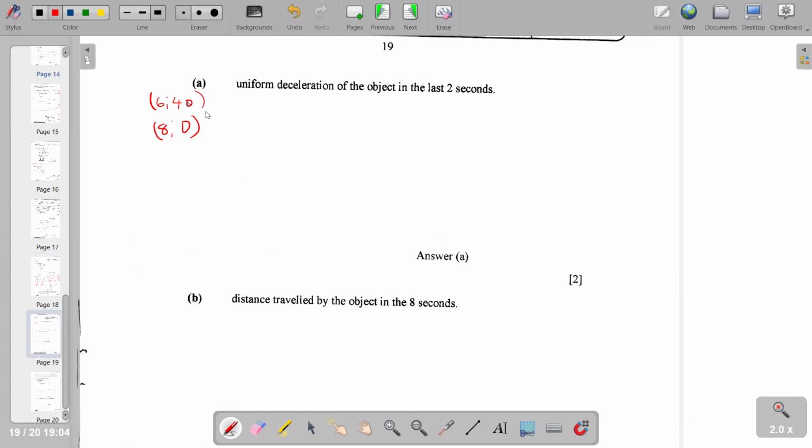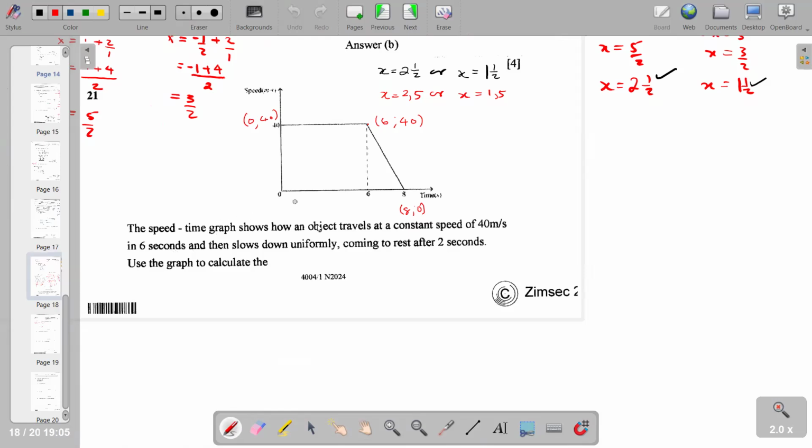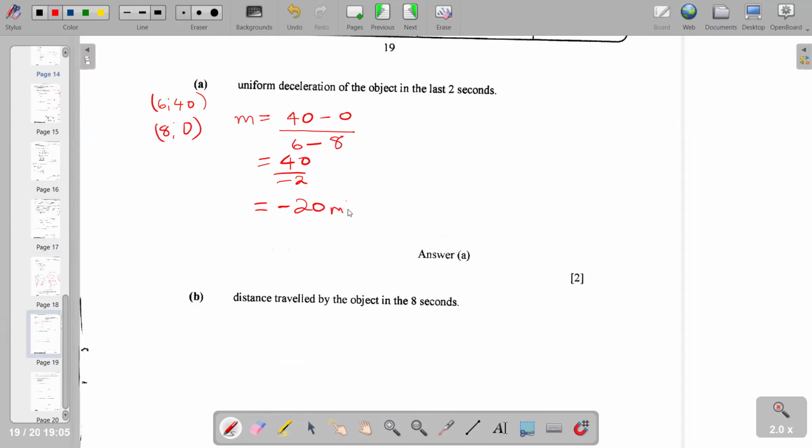So you can use the gradient formula. Gradient is equal to 40 minus 0 over 6 minus 8. This is going to give you 40 over negative 2, which is negative 20. But negative what? Our answer for deceleration is going to be in meters per second squared, because here we're talking of meters per second.